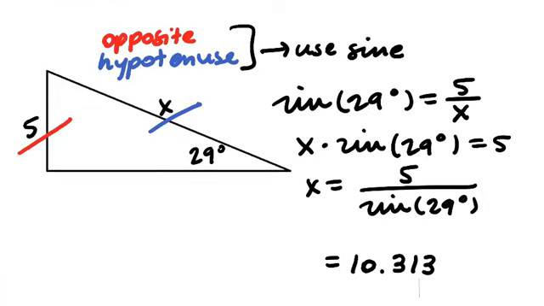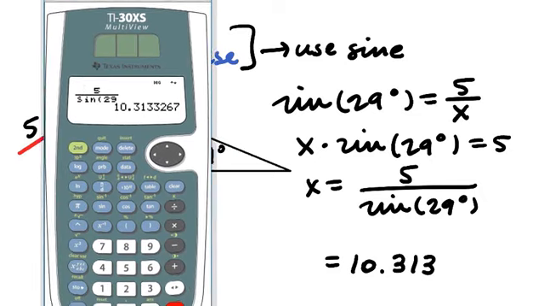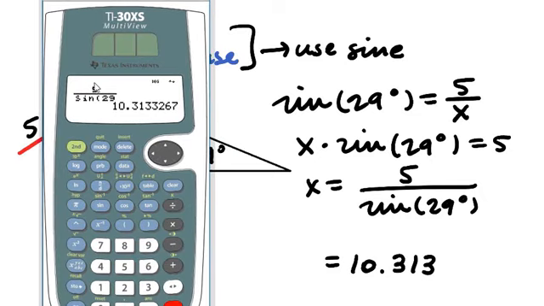First I started with what you see in blue and red. I thought to myself, okay, I've got an angle, an opposite side, and a hypotenuse. That means I need to use sine. Then I set up the ratio: sine of 29 degrees is opposite over hypotenuse, that's 5 over x. I started solving for x by multiplying both sides by x, and then dividing both sides by sine of 29 degrees. At that point you bring in the calculator and type it in just like you see it. I always recommend using the fraction bar. And that's 10.313.